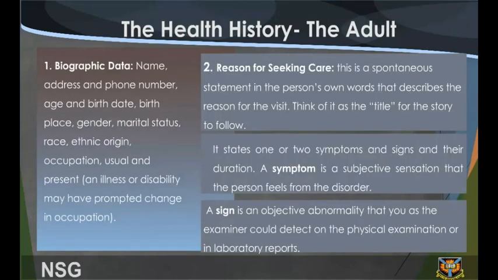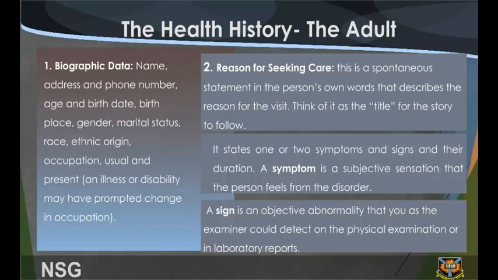1. Biographic data. Name, address, and phone number, age and birth date, birthplace, gender, marital status, race, ethnic origin, occupation, usual and present, and whether an illness or disability may have prompted a change in occupation.